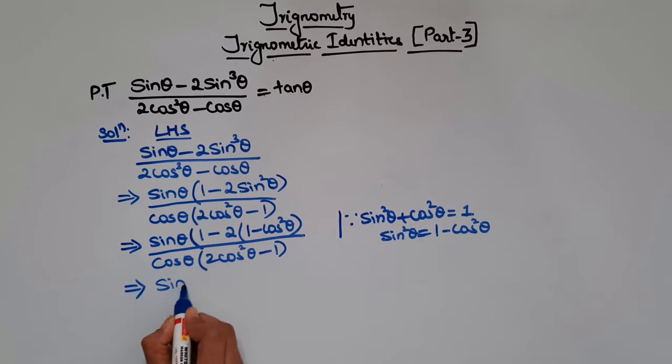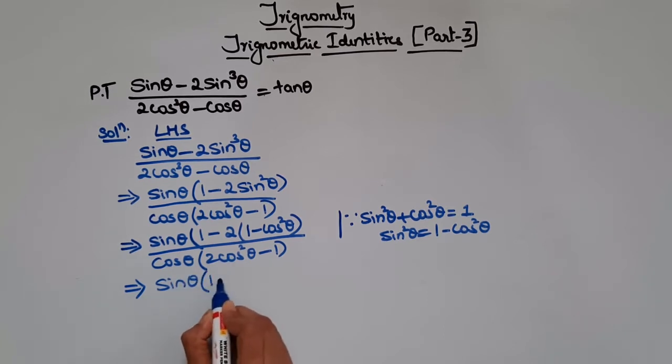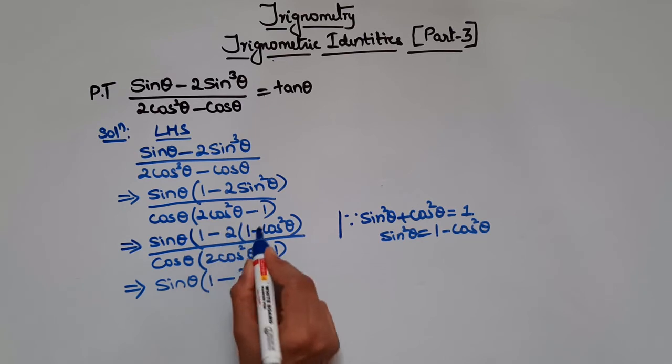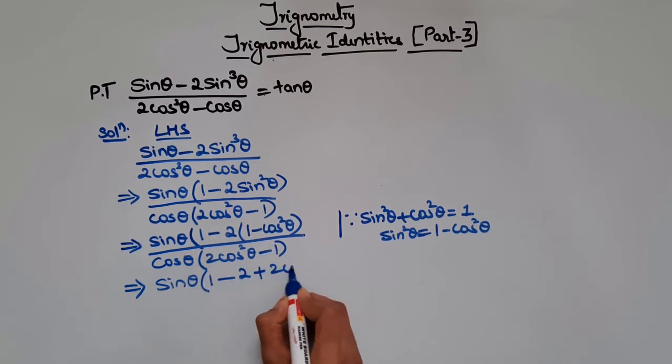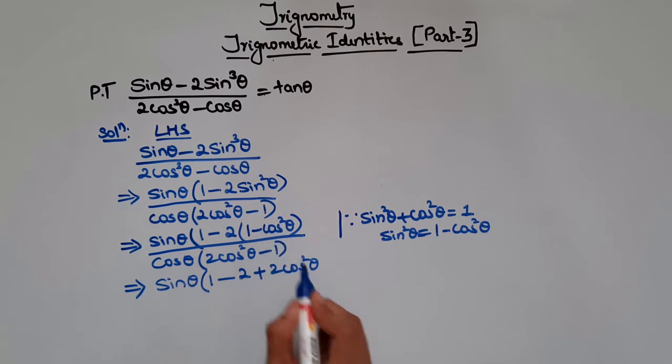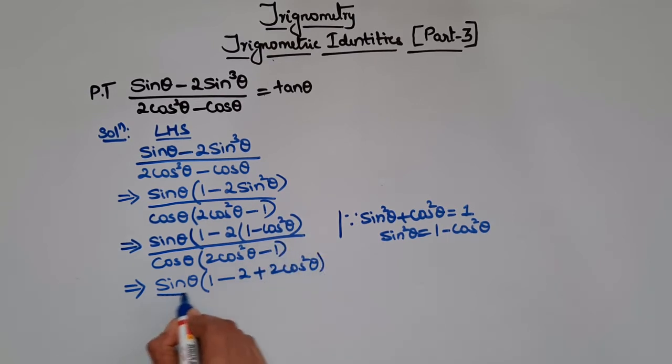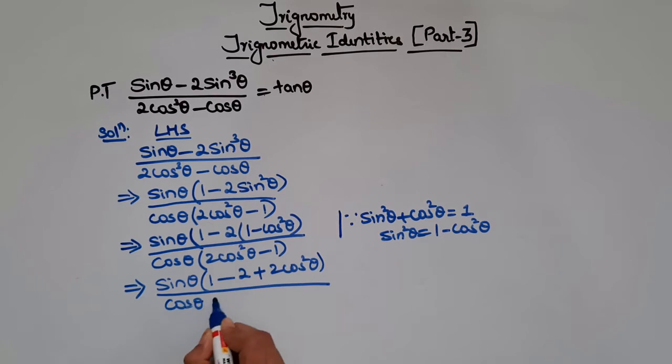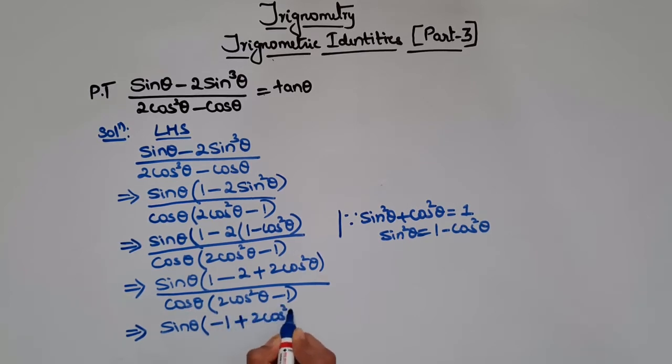This implies sin theta into 1 minus 2 ones are 2, minus of minus is plus 2 cos square theta, right? 2 into cos square is 2 cos square theta by cos theta into 2 cos square theta minus 1. So this implies sin theta into 1 minus 2 is minus 1 plus 2 cos square theta by cos theta into 2 cos square theta minus 1, right?